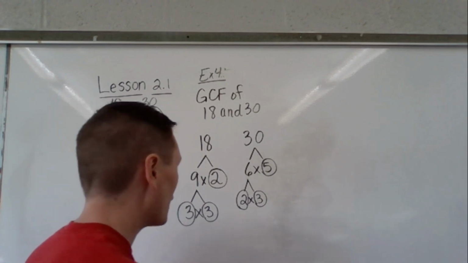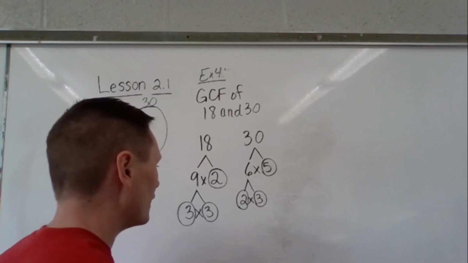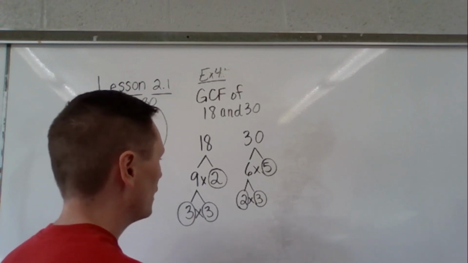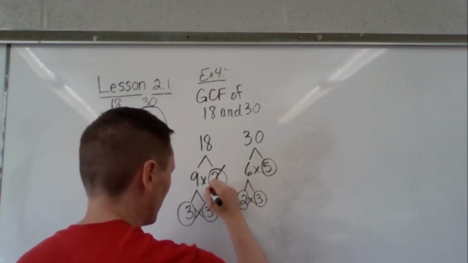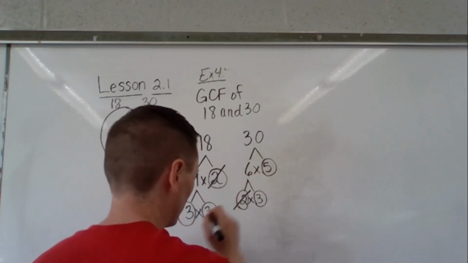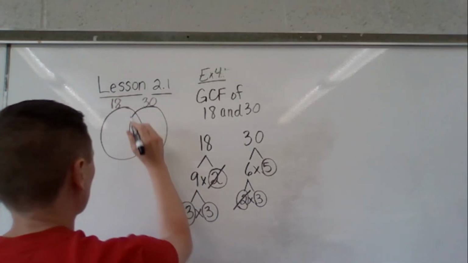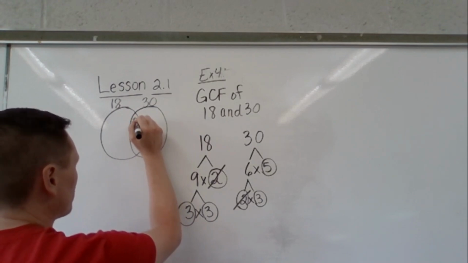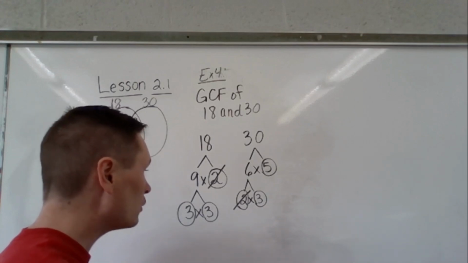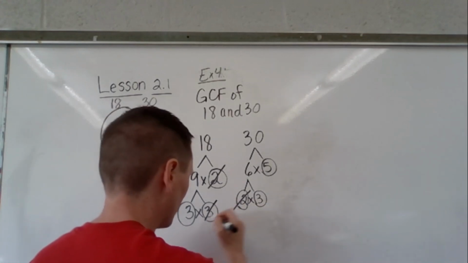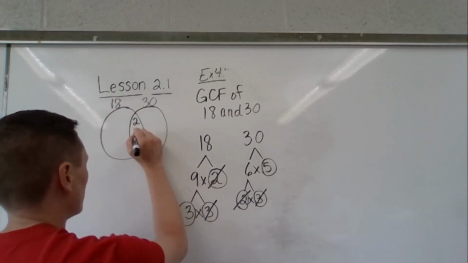Okay, so now here comes the fun part. We have to look and say what is similar on both sides. I see that I have a 2 under 18, so I'm going to cross that out. And I have a 2 over here, so I'm going to cross that out. Since I have 2's on both sides, I know that I have one pair of 2's, and in my Venn diagram, I put a 2. Then I see 3's on both sides. So I cross out one 3 and another 3, and I have a set of 3's in the middle.